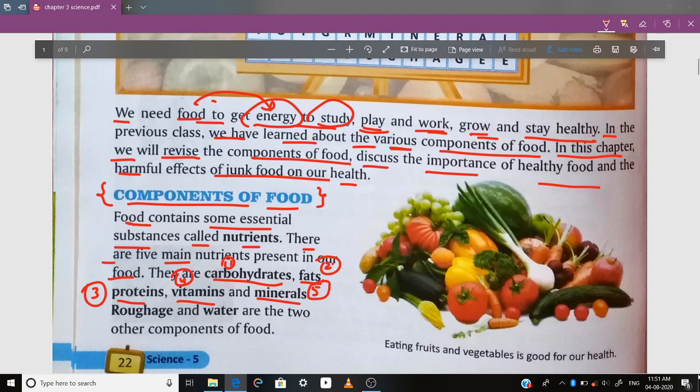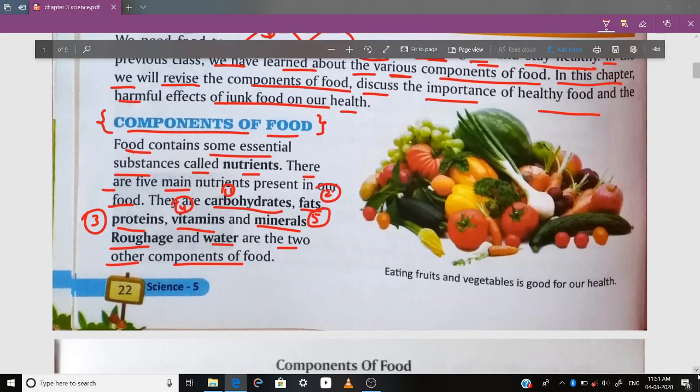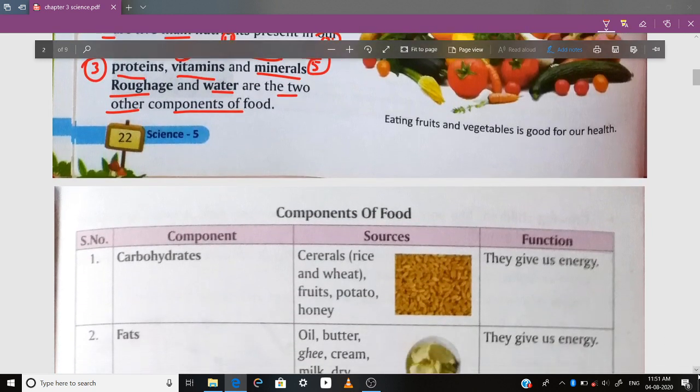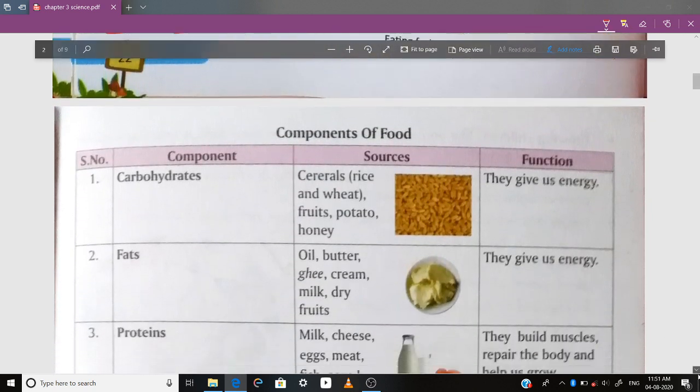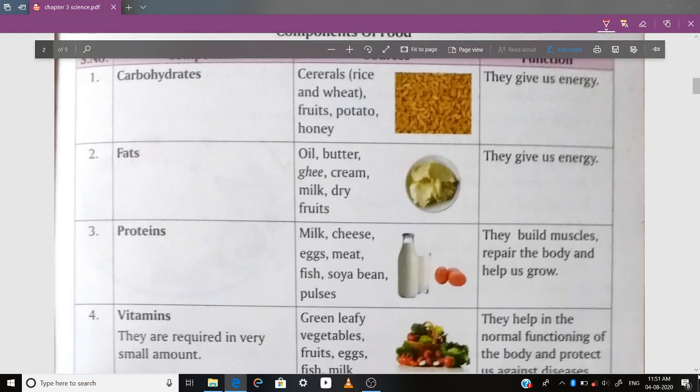Apart from these five, roughage and water are the two other components of food. So we can say that there are five main nutrients in the food, and apart from those five main nutrients, we have two more parts, which are roughage and water. Now we will study about them one by one.